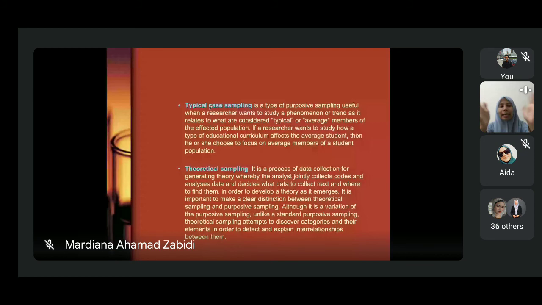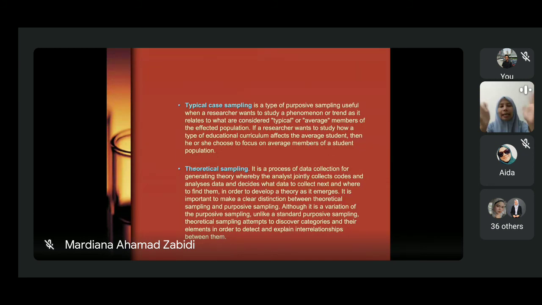Okay, typical case sampling is a type of purposive sampling useful when a researcher wants to study a phenomenon or trend that is related to what is considered a typical or average member. For example, when we want to study the type of educational curriculum which will affect the average student, then kita kena fokus kepada that particular student yang ada average performance.